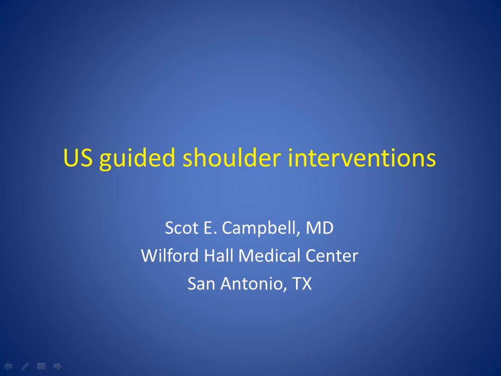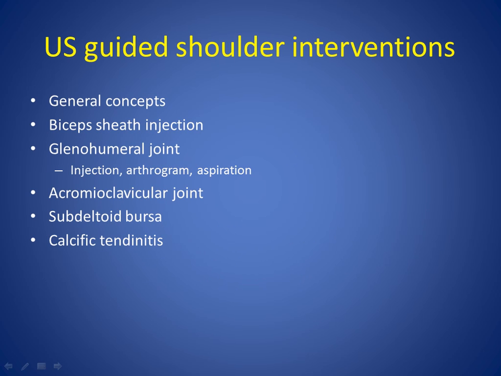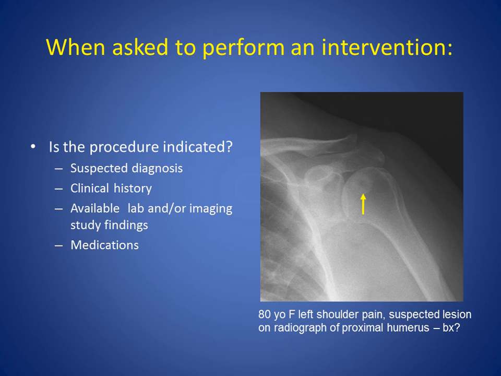So now, having discussed shoulder ultrasound, we're going to move to some shoulder interventions. I'm just going to discuss a few general concepts, and then the specific procedures we'll talk about today are going to be the biceps tendon sheath injection, a glenohumeral joint access, whether it be for injection, arthrogram, or aspiration. We'll talk briefly about the acromioclavicular joint, the subdeltoid bursa, and lavage for calcific tendinitis. This is not a complete list of shoulder interventions that you can perform, but should give you a good approach to others if you need.